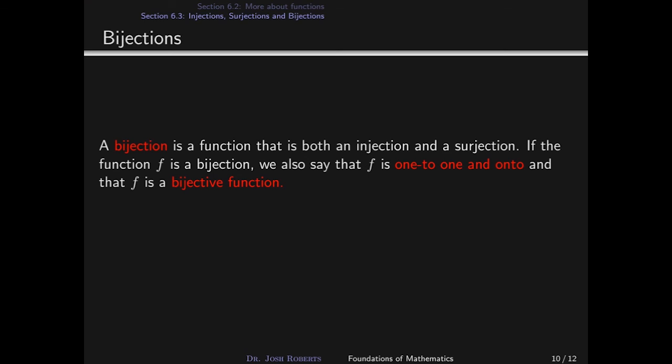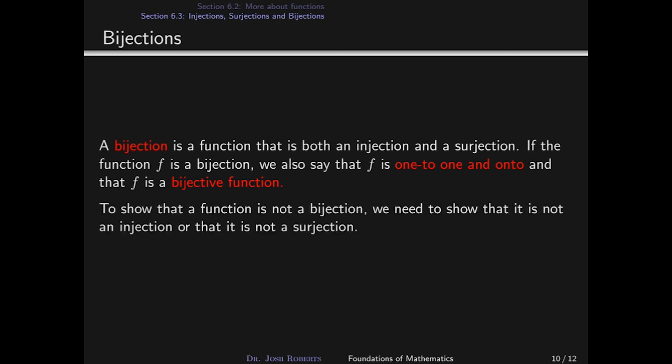Okay, last one. If we have a function that is both an injection and a surjection, we say that this is a bijection. A function is a bijection if it is an injection and a surjection. It's a function that is one-to-one and onto. We describe it as a bijective function. To show that a function is not a bijection, we either have to show that it's not an injection or that it's not a surjection, or both.